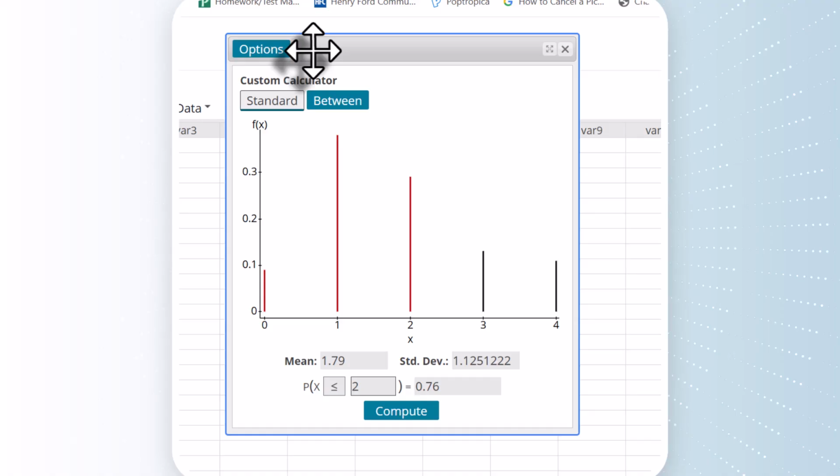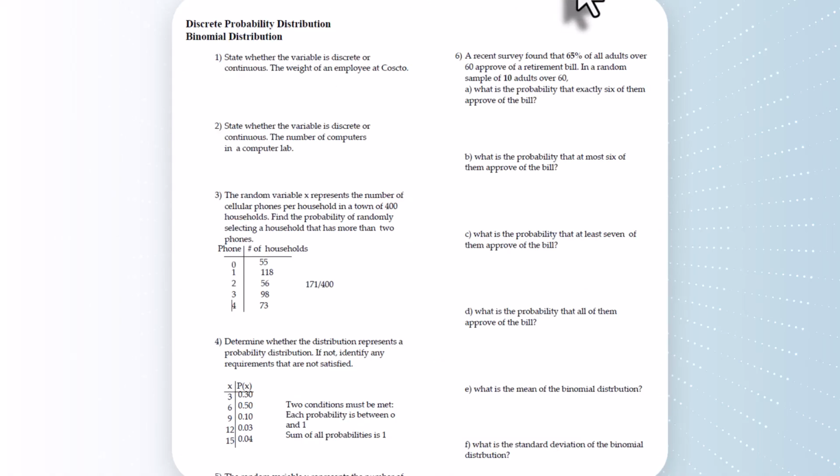The mean has another name when it comes to a discrete probability distribution. It's called the expected value. So if you are asked to find the expected value, you find the mean as well. Okay. Next question. The next question has to do with binomial probability distribution.